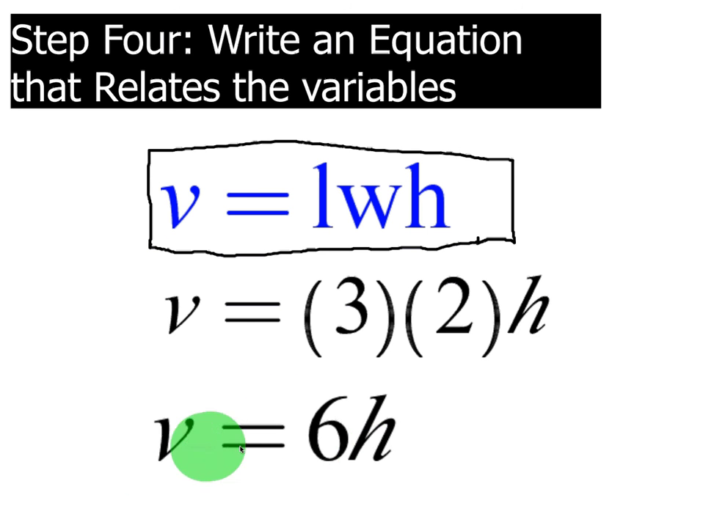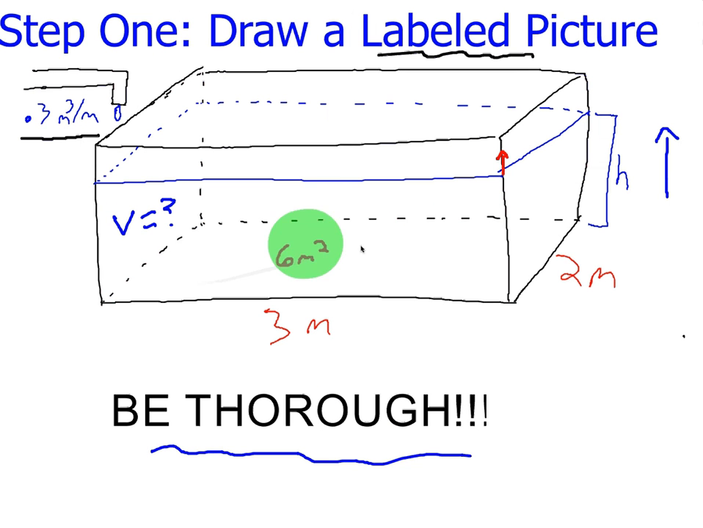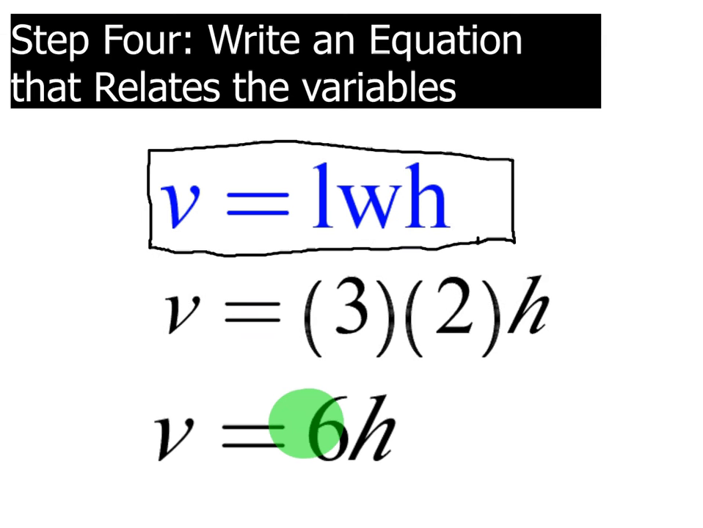So in this case, we just have the volume equals 6H. Conceptually, in terms of the picture, whatever the height is, let's just say the height is 1, the volume of the water would be 6 times that. So if the water was 1 meter high, the volume would be 6 times 1, 6 cubic meters. So that's pretty much it for step 4 for example 1.